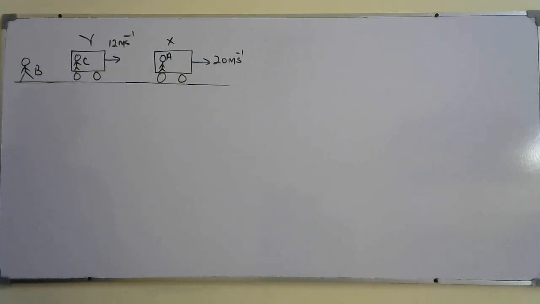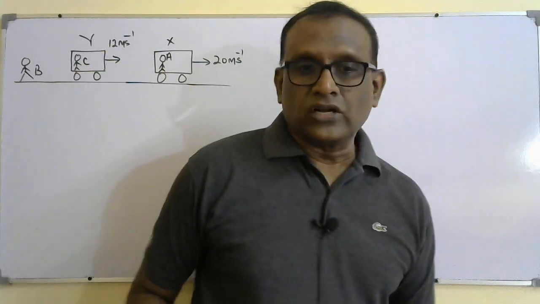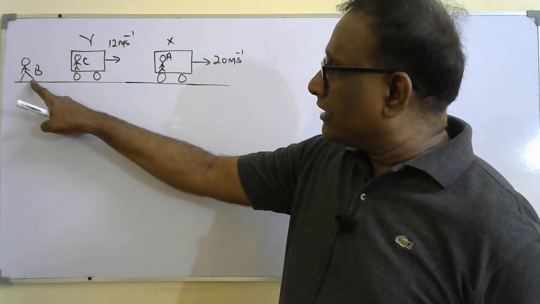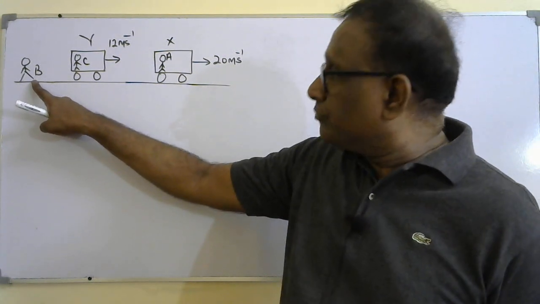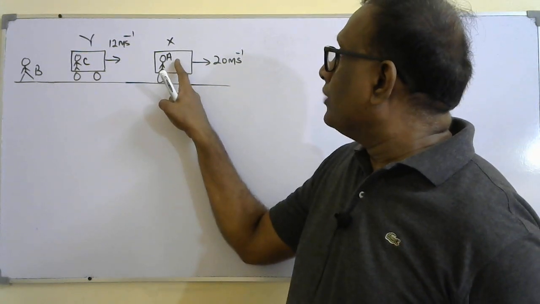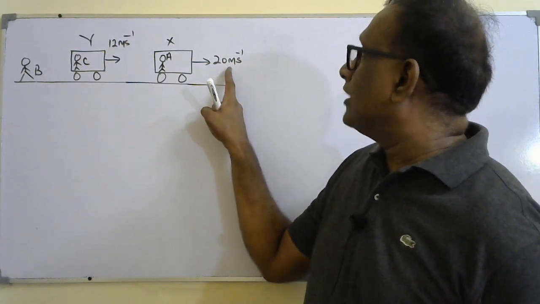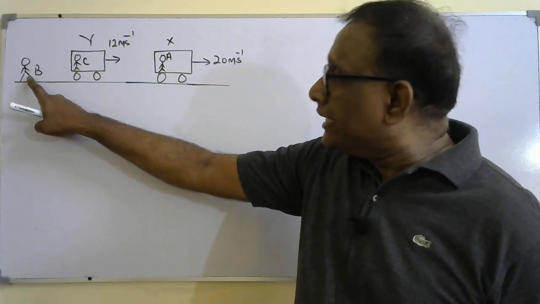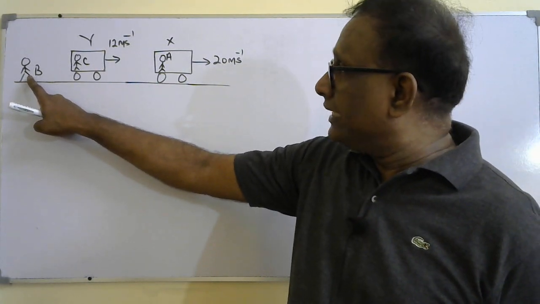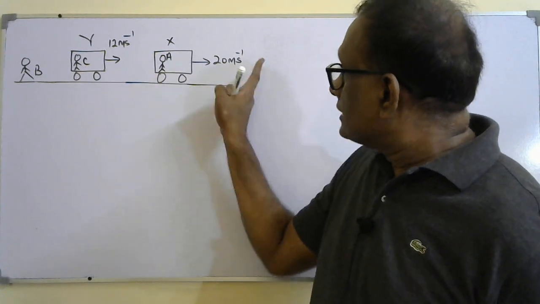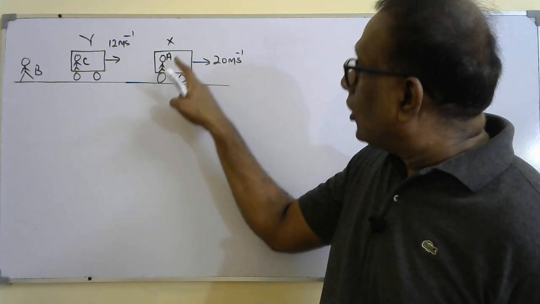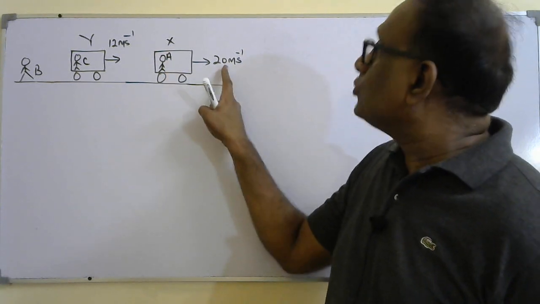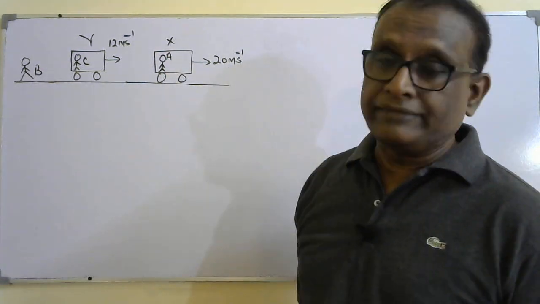Okay, so now again about relative velocity. B is at rest on the ground. On the frame of reference of B, or relative to B, car A is moving towards right at a velocity of 20 meter per second. Relative to B, car X is moving towards right at 20 meter per second. So the observer A, who is sitting in the car, is also moving at 20 meter per second towards right relative to B.